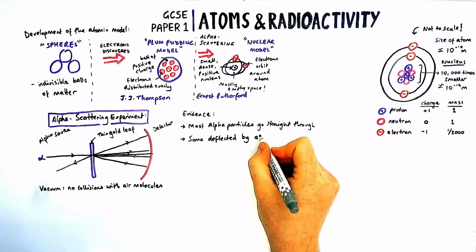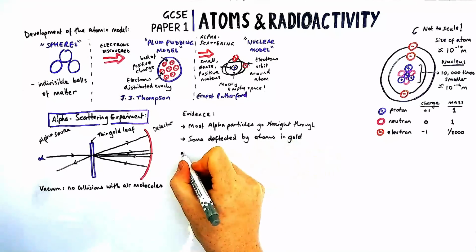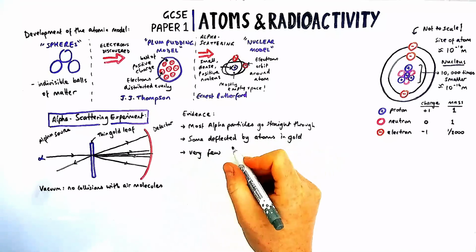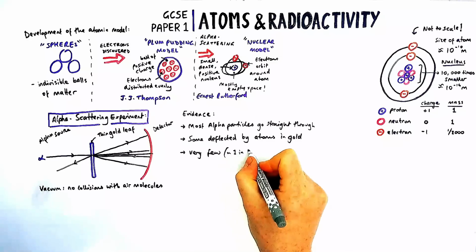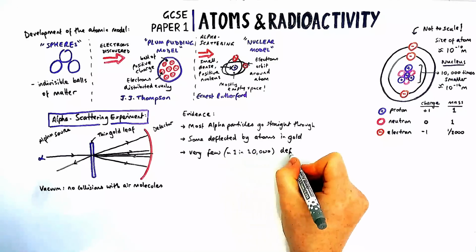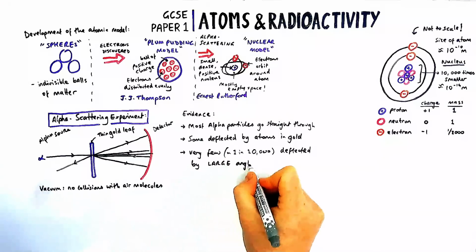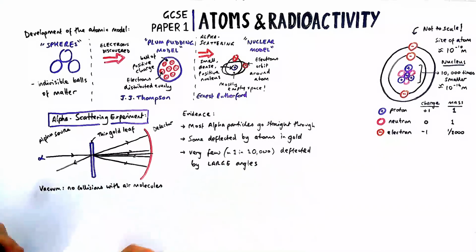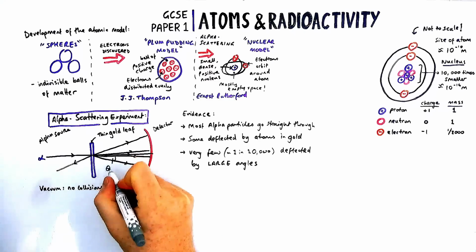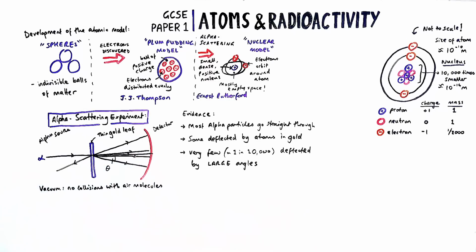However, some of the alpha particles were deflected by the atoms in the gold, and very few, 1 in about 10,000, were deflected by really large angles. So when we say angle, we mean the angle that the beam would make compared to if it went straight on. So these large angles basically meant it would bounce back and come the other way.